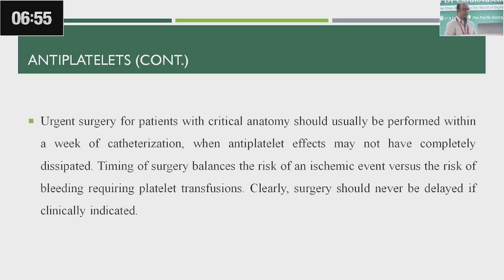Urgent surgery for patients with critical anatomy should usually be performed within a week of catheterization, when the antiplatelet effect may not have completely dissipated. Timing of surgery balances the risk of an ischemic event versus the risk of bleeding and recurrent platelet transfusion. Clearly, surgery should never be delayed if clinically indicated.